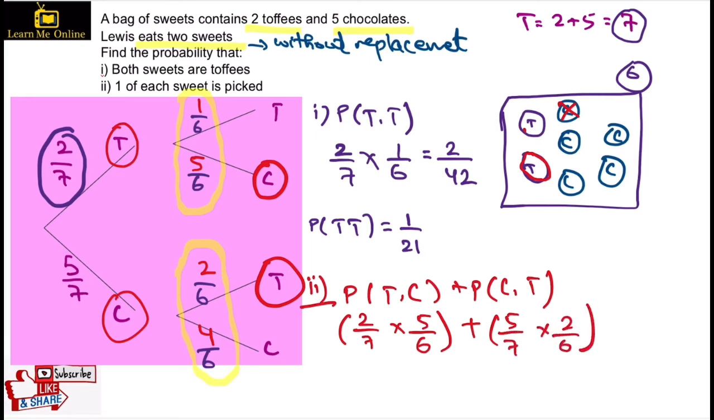We're going to simplify the fractions now, which is 5 times 2 is 10, and 7 times 6 is 42. The other one would be 10 over 42 again. 42 is the common denominator. 10 plus 10 is 20. We can simplify them by halving them, which would be 10 over 21. So the probability of getting one of each sweet to be picked is 10 over 21.